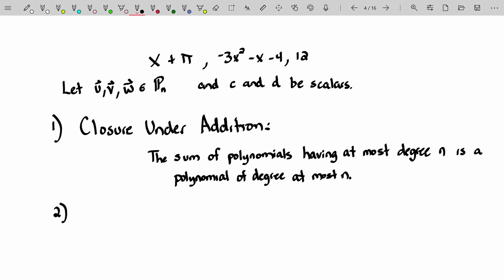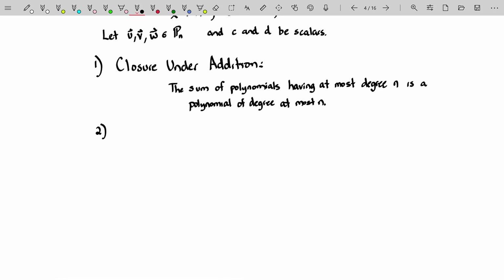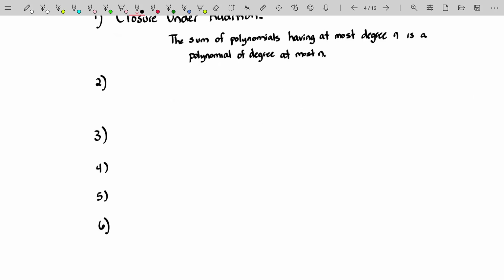The second property I'm going to skip for now because I want to get to closure first. So I'll say 2, 3, 4, and 5. I'll get back to those in a moment. But 6, which is closure under scalar multiplication, I want to talk about.